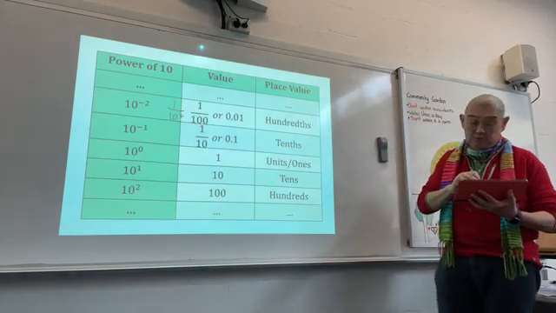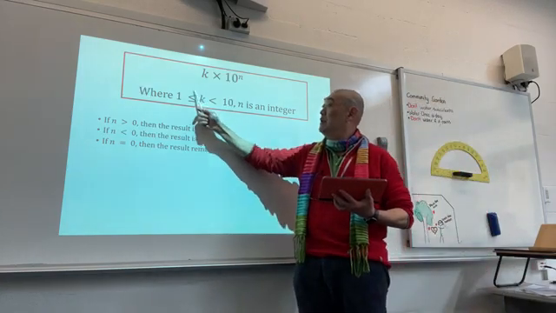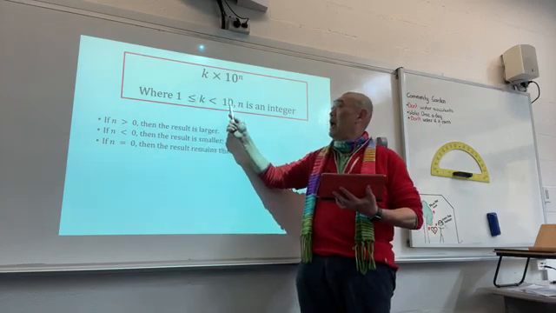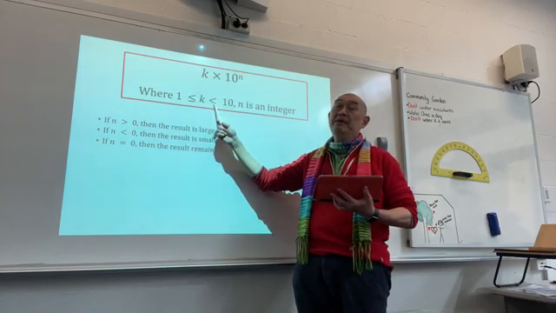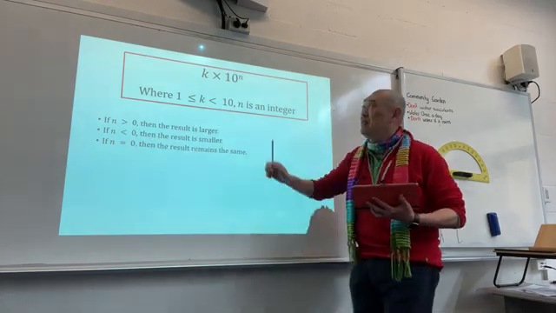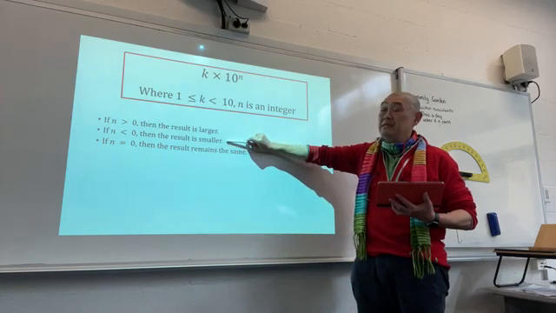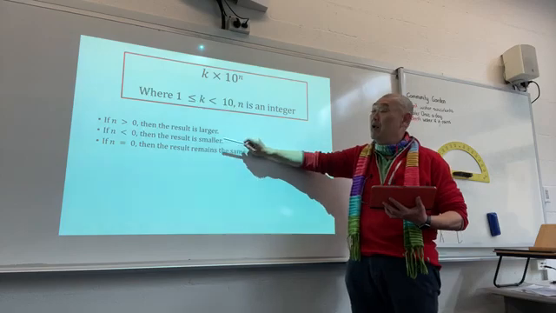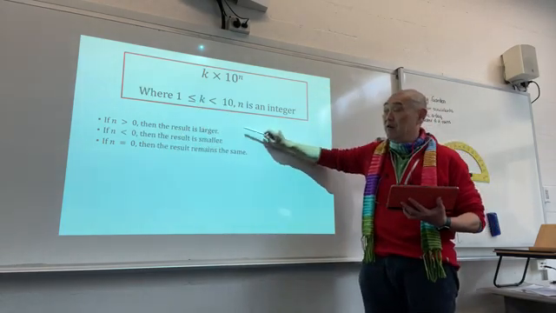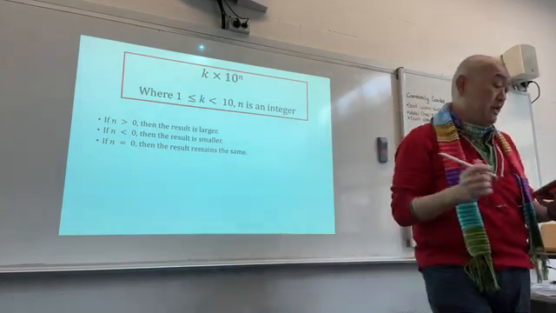Now, so we know that this has to be greater than or equal to 1 and less than 10. So maximum we can get is 9.9999999. All right? If n is greater than 0, then the result is larger. If n is less than 0, the result is smaller. All right? Which means that's in the decimal, less than 0, that is in the hundreds or the tens. Now, if n equals 0, the result remains the same, which means your number is the same.